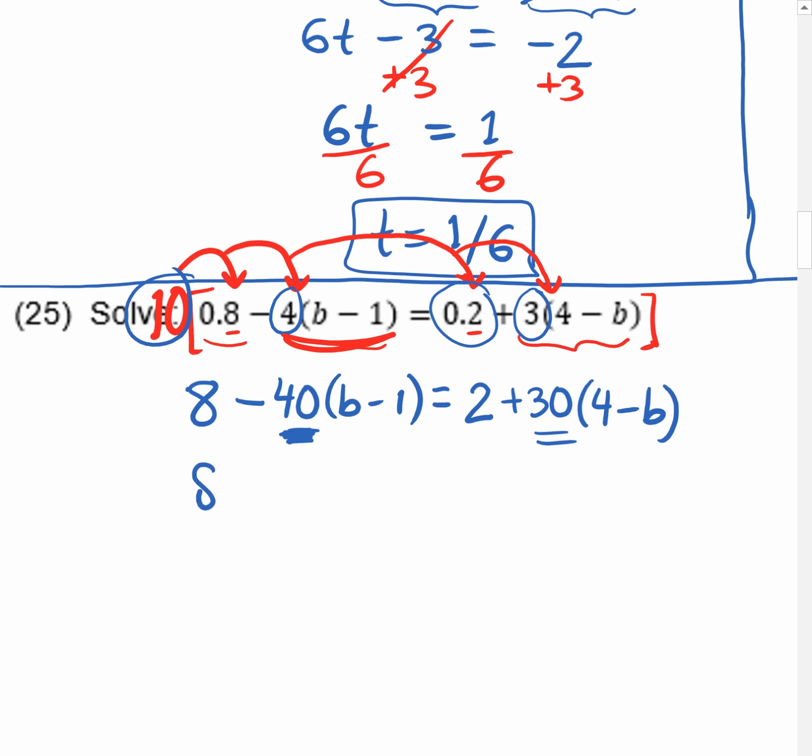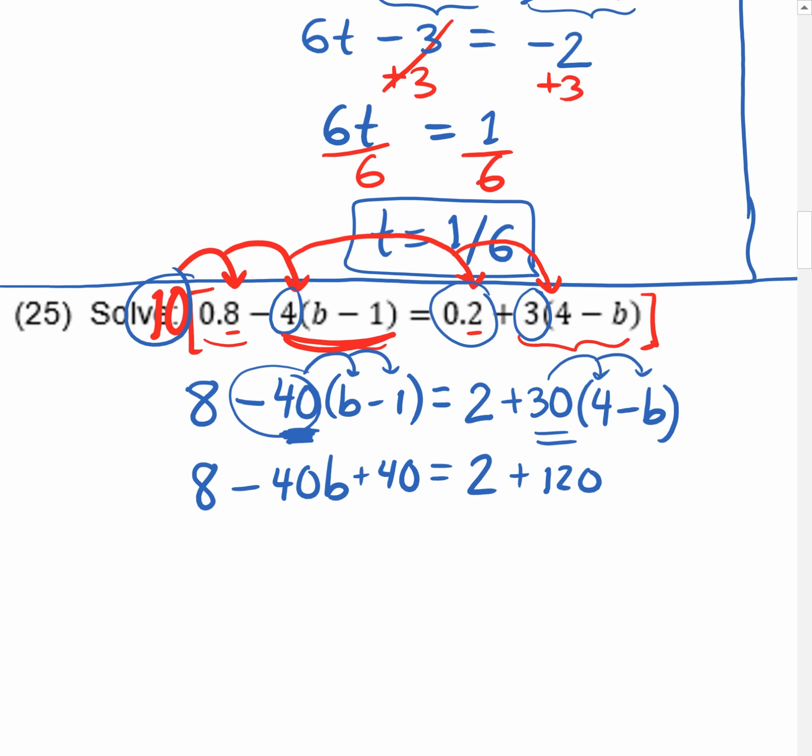Alright, now we'll do the distributing. And think of it as not just 40 times these things, but negative 40. Negative 40 times b is negative 40b. Negative 40 times negative 1 is positive 40. On the right, I have 2 plus 30 times 4 is 120. 30 times negative b is negative 30b.